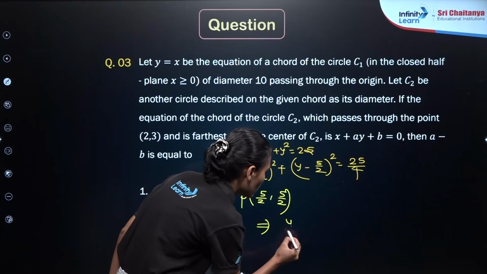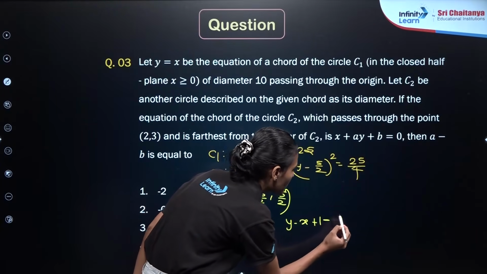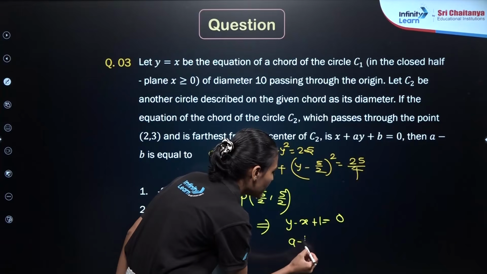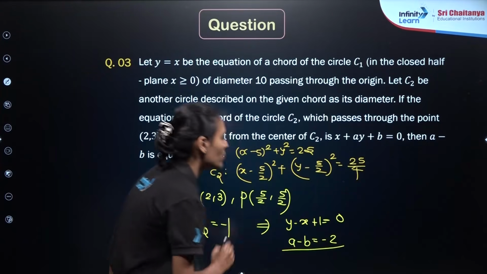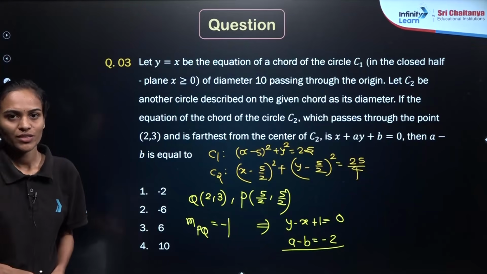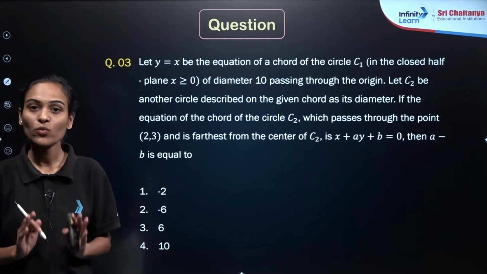You will get it to be y minus x plus 1 equals 0. And then if you compare, you will get a and b values, and hence you will get a minus b as minus 2. So here the answer is minus 2, students. In this way you can approach for this question. Let us take, students, now question number 3.